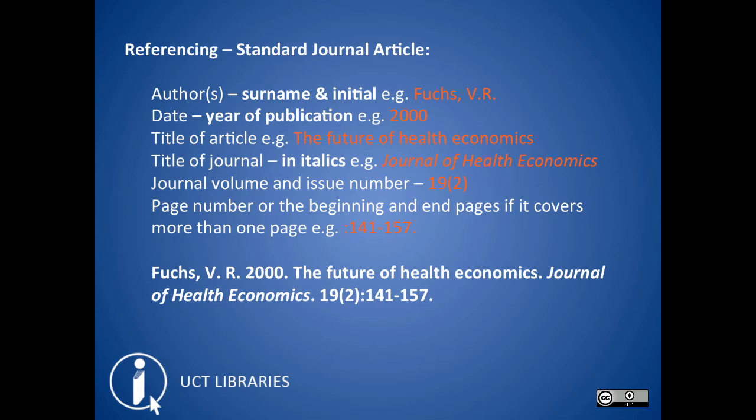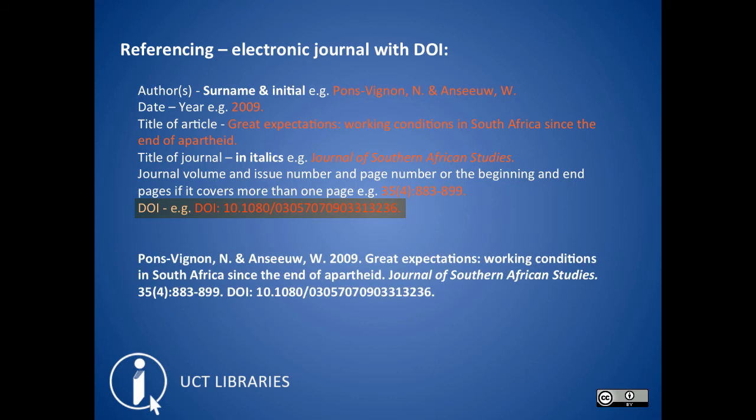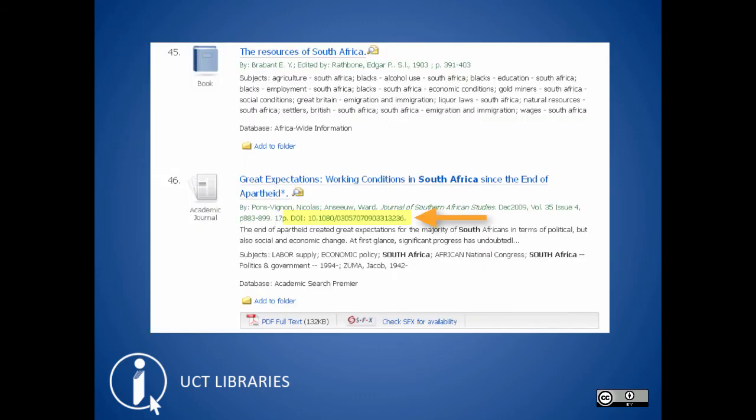When referencing electronic journals, you will need to include any location information available. For example, a DOI, or Digital Object Identifier, is a unique number that identifies electronic documents. A DOI is guaranteed never to change, so you can use it to link permanently to online resources. The DOI will be given in the electronic journal record as seen in this example.